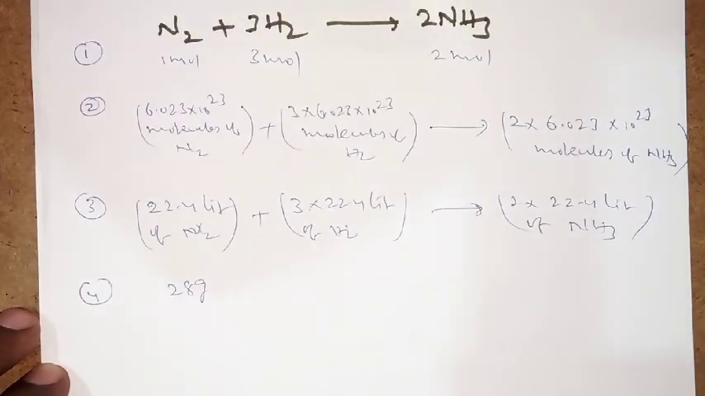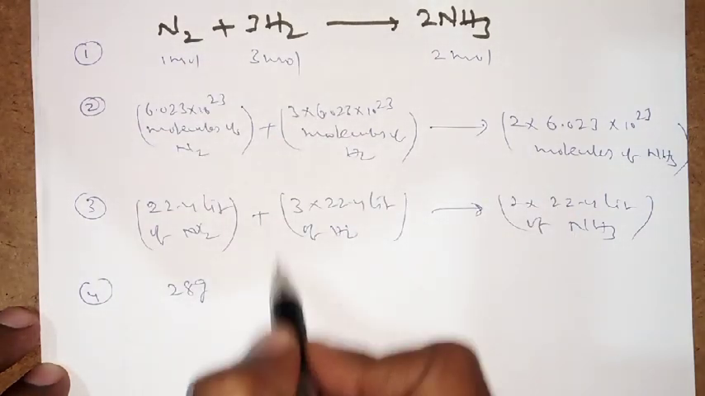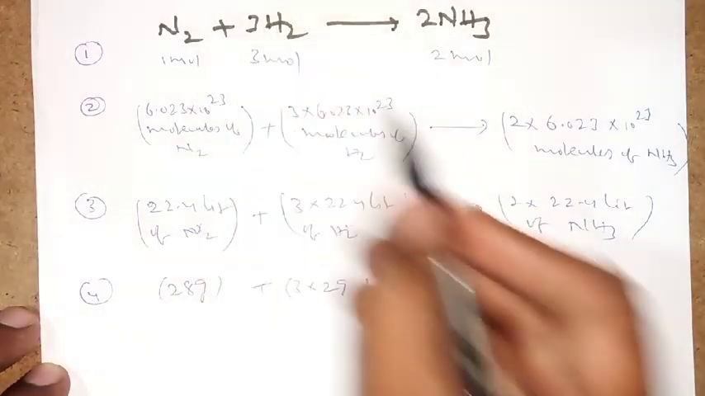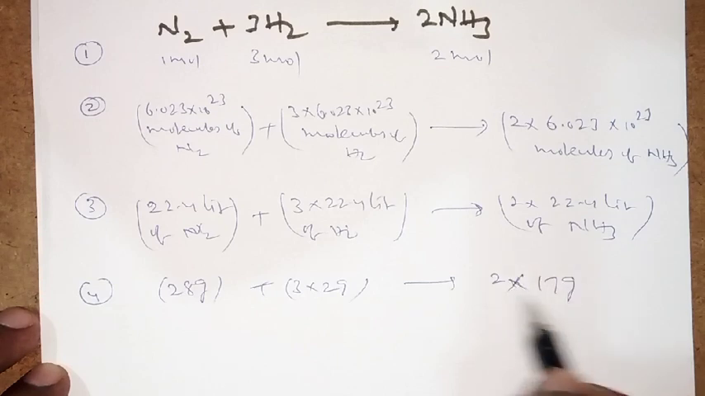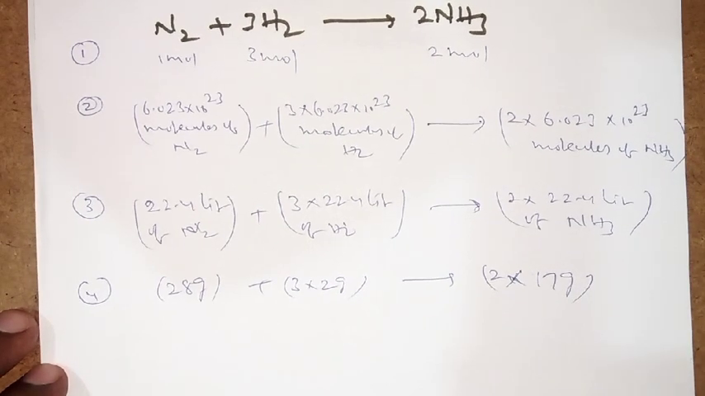About AMU, gram molecular weight, gram molar volume, everything I discussed in the previous video lecture. I shall provide that link also in the description. Please go through that to get a better understanding. Okay. So 28 grams of nitrogen reacts with 3 into 2 grams of hydrogen. Gives 2 into 17 grams of ammonia. So this is the way of analysis of a chemical equation in terms of moles.